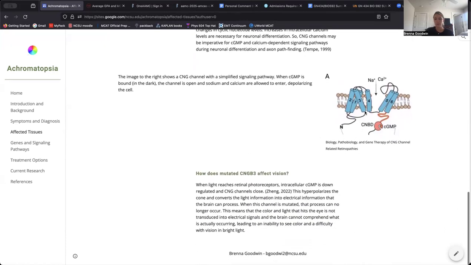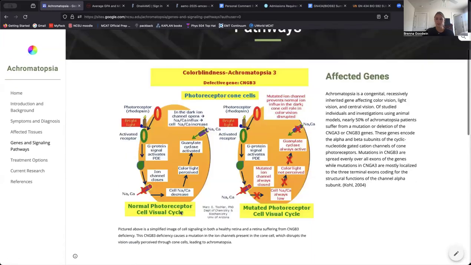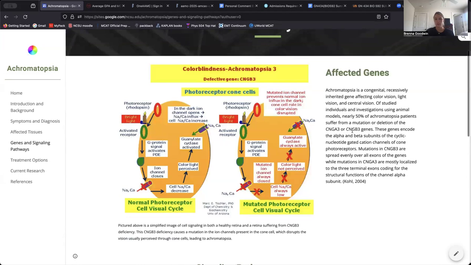And then this is just a simplified view of the CNG channel with the cGMP, which is something that is very important to keep this channel open. And then right here, I just went into how does mutated CNGB3 affect vision, which it causes cone dysfunction and total color blindness. So right here is just a little bit more of a dive into what are the CNGA3 and CNGB3 genes, what are their roles in achromatopsia.